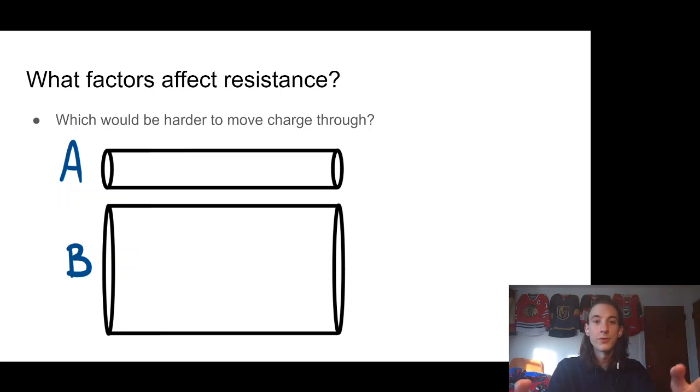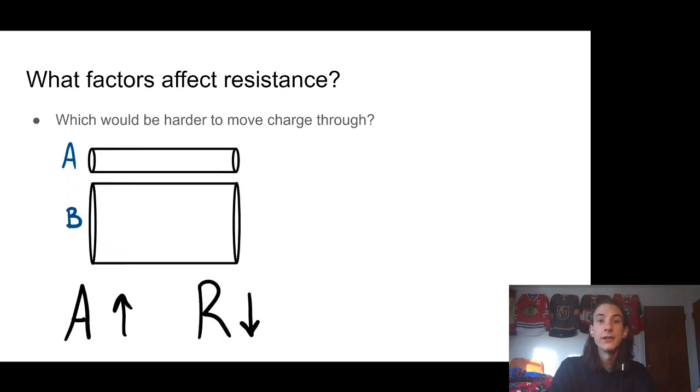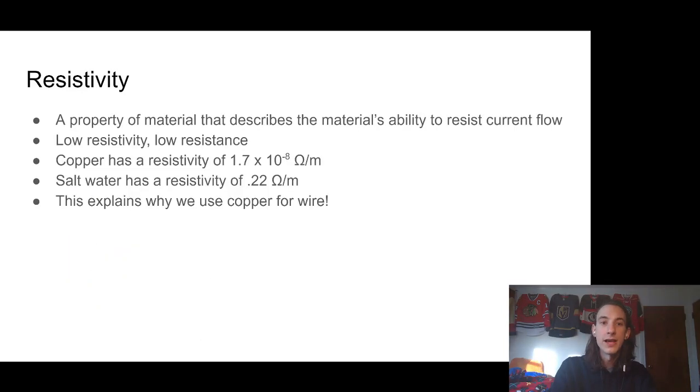We'd be able to push more through there. With A, we'd get some traffic jams. But with B, we have so many lanes we can flow really easily. So we have this other idea that as the area goes up, our resistance is going to go down. And then we also have this property called the resistivity, which is a property of material that describes the material's ability to resist current flow. So if we have a lower resistivity, we have a lower resistance.